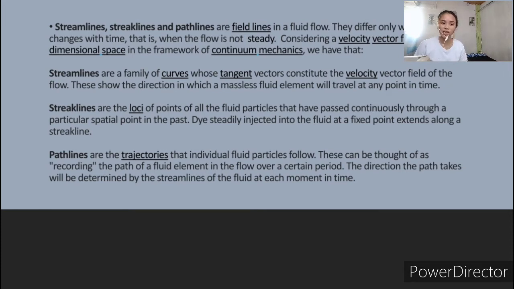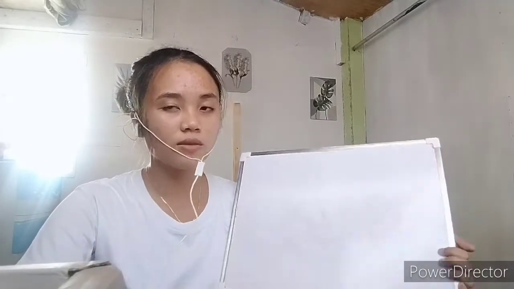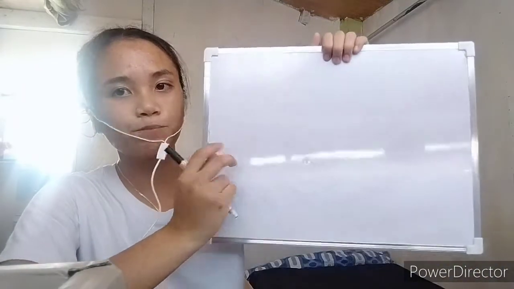Considering a velocity vector field in three-dimensional space in the framework of continuum mechanics, we have that, first, streamlines are a family of curves whose tangent vectors constitute the velocity vector field of the flow. These show the direction in which a massless fluid element will travel at any point in time. So for you to better understand what a streamline is, I'll draw something here on my whiteboard.